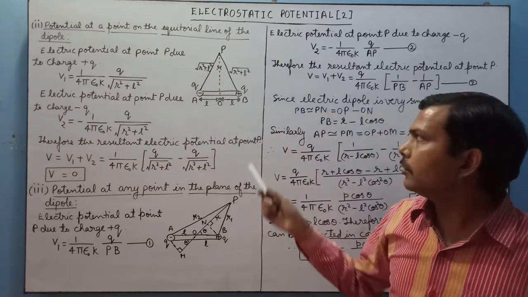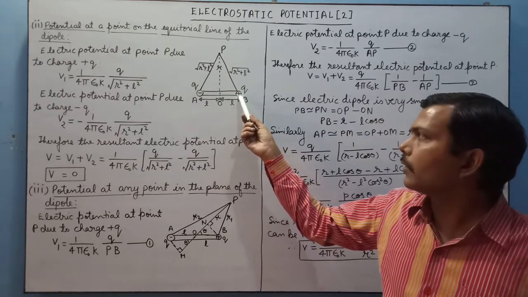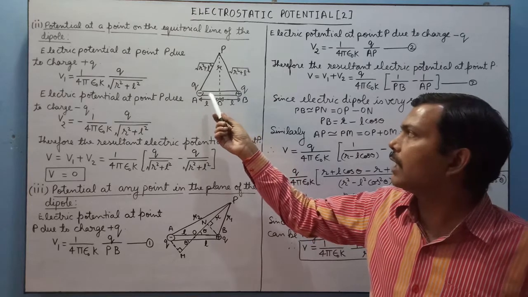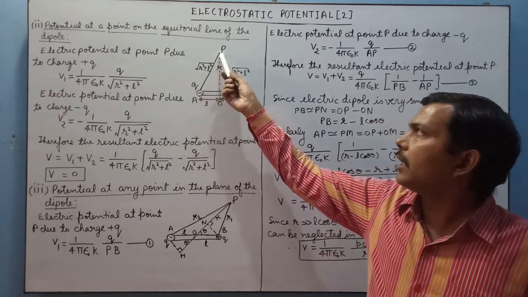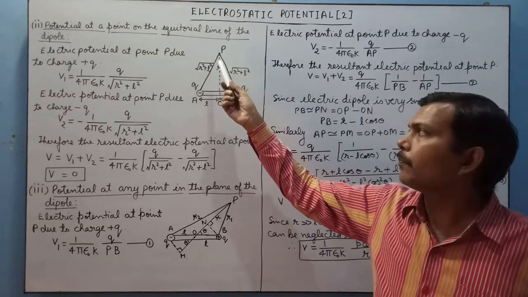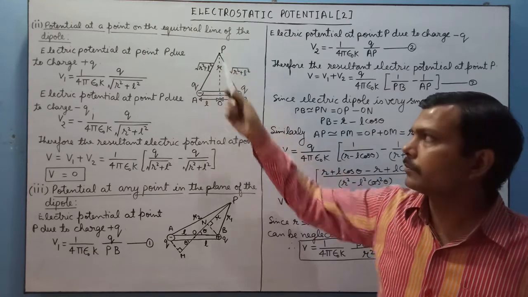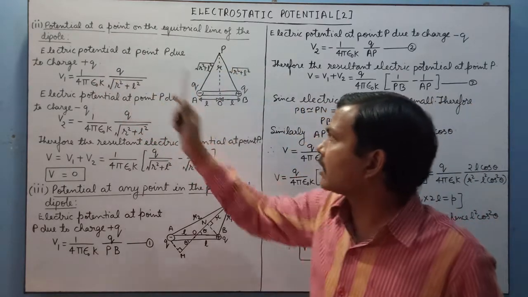So we first determine the electric potential at point P due to this plus q charge. Then we will determine the electric potential at point P due to this minus q charge, and then we add both these potentials to get the resultant potential at point P. So first, electric potential at point P due to charge plus q.